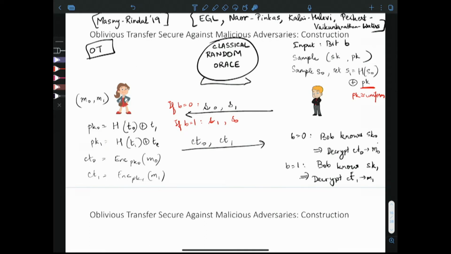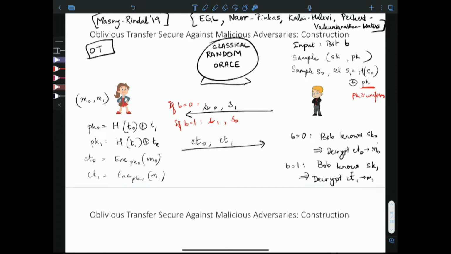On the other hand, why does Bob not learn both of Alice's messages? Well, again, one needs to use some random oracle proofs here, which I don't have time to get into, unfortunately. But the overall idea is that when Bob queries the random oracle to get hash of S0 and sets S1 to be hash of S0 XOR PK, one can actually show that the probability that he also knows the secret key for the other public key, which switches out S0, S1, so which is hash of S1 XORed with S0, this probability is really small.